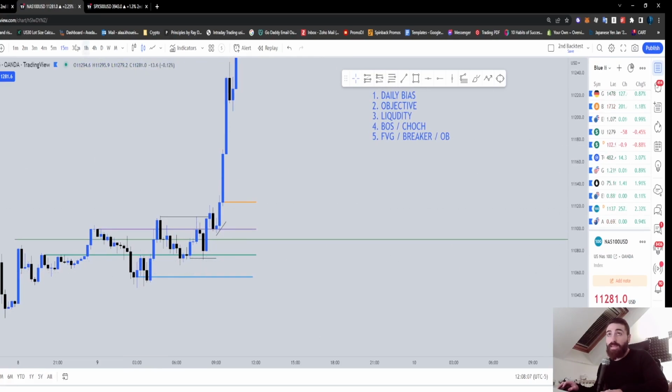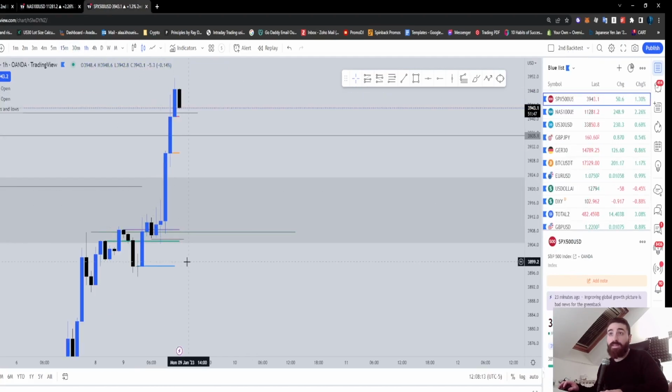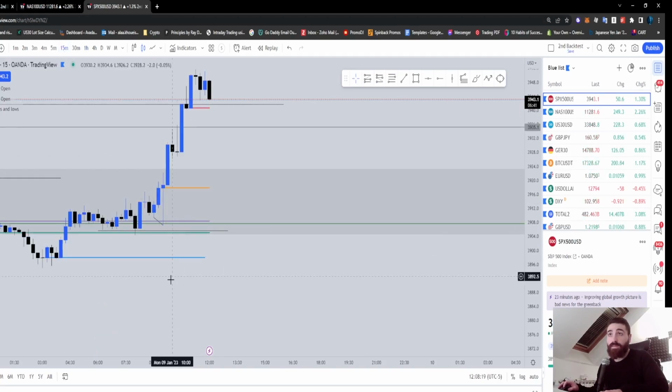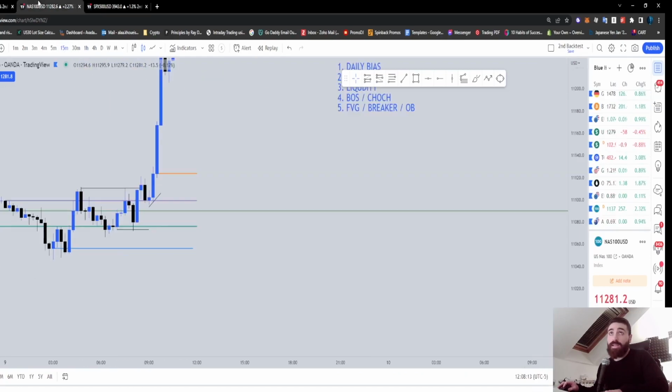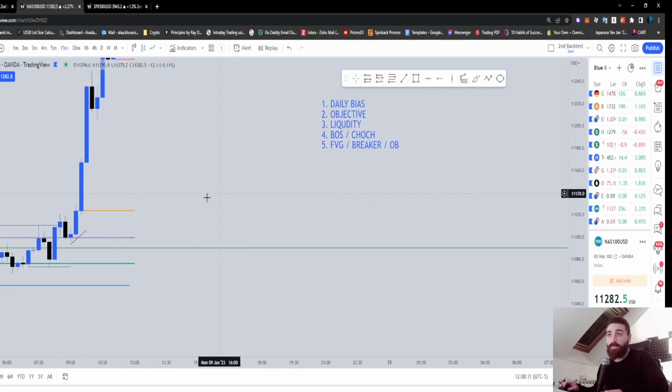So as we can see here on the 1 hour time frame, we took the liquidity right here. On the 15 minutes we took the liquidity right here. Same on the S&P, we took the liquidity, and then the market opens at 9:30. This is the 15 minutes time frame. This is 9:30. Let's see what happened here. This is the market open at 9:30.